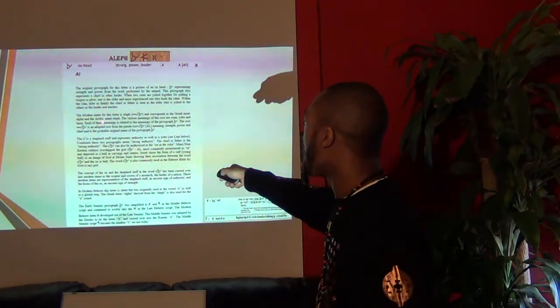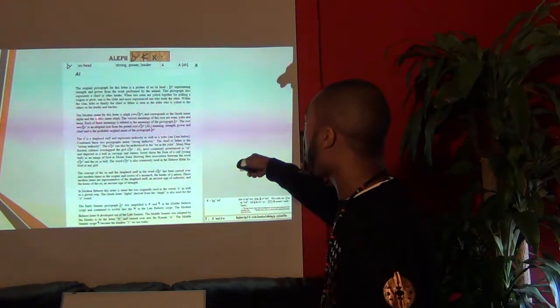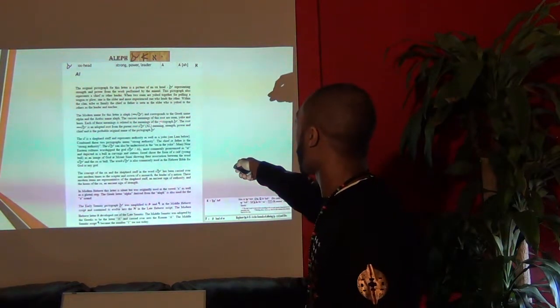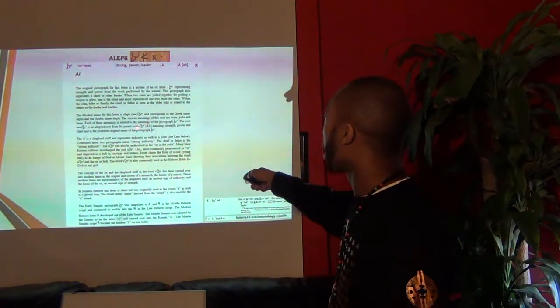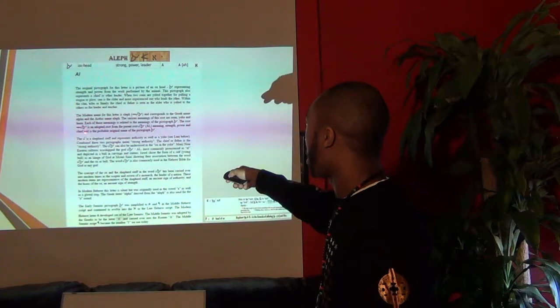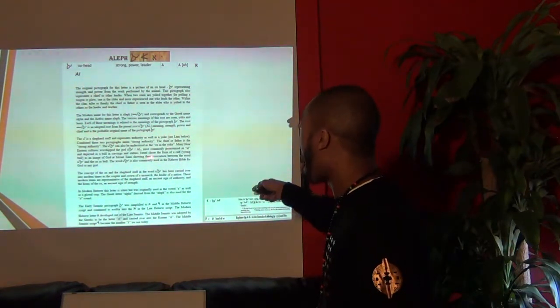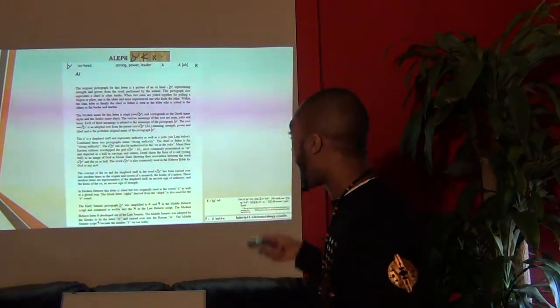The modern Hebrew name for this letter is Aleph, and corresponds to the Greek name Alpha and the Arabic name Aleph, or Alif in Arabic. The various meanings of the root are oxen, yoke, and learn. Each of these meanings is related to the meanings of the pictograph of the ox head. The root, Aleph, is an adopted root from the parent root Al, meaning strength, power, and chief, and is the possible original name of the pictograph of the ox head.